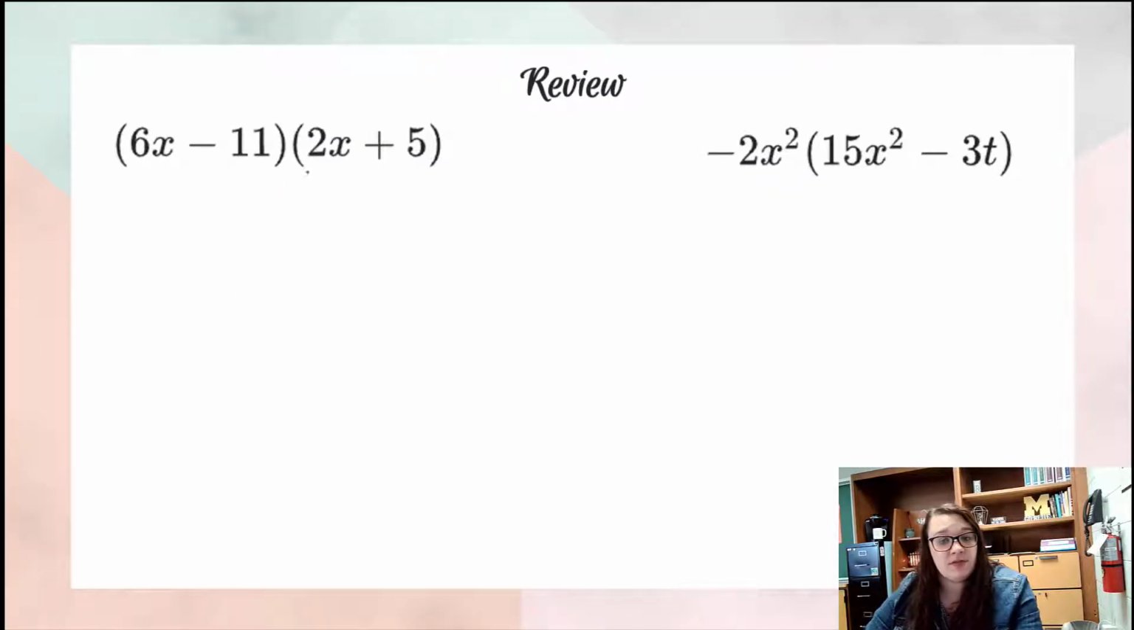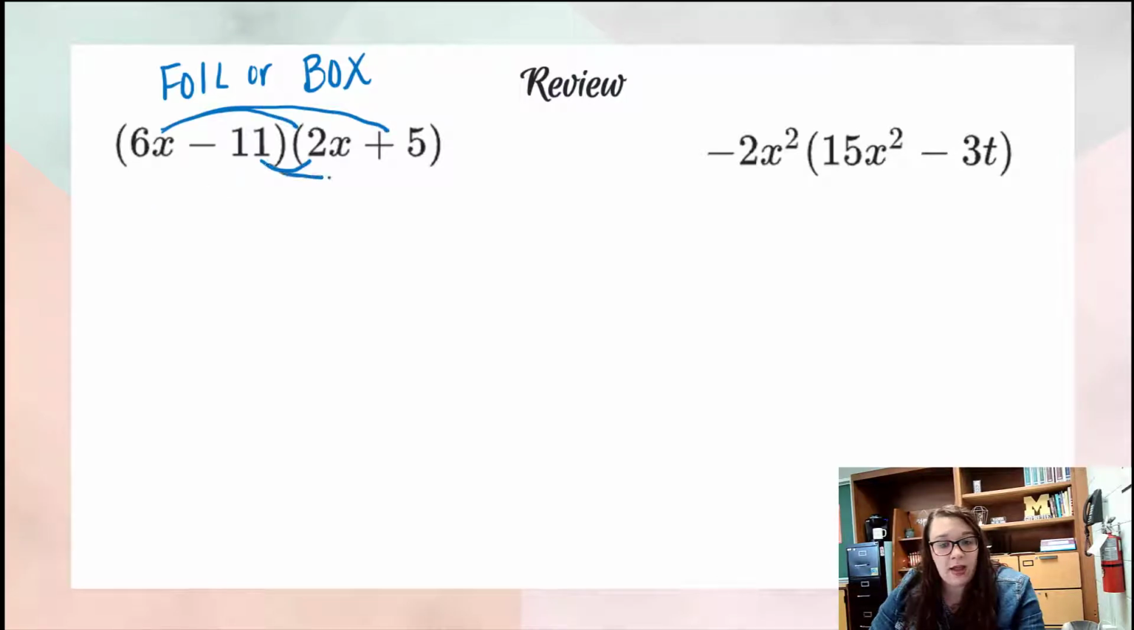there's two binomials being multiplied. As a reminder, you can use FOIL or box method on this situation, and then the next one where you can either distribute or use a box method as well. Let's do the first one here. So if I did FOIL, I would have all my arrows with F, O, I, and L.